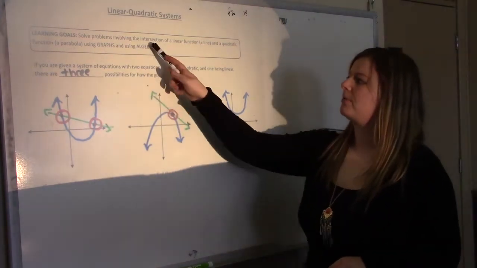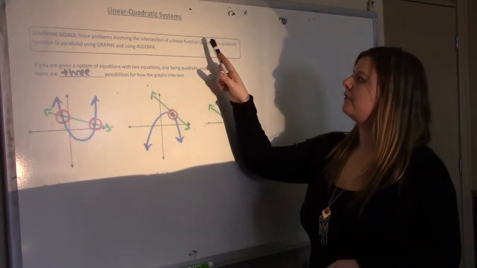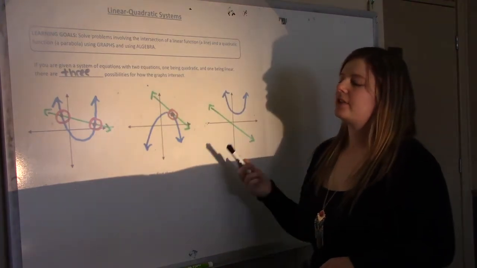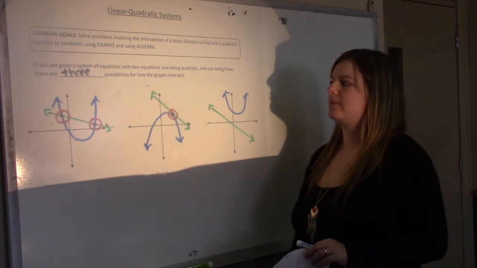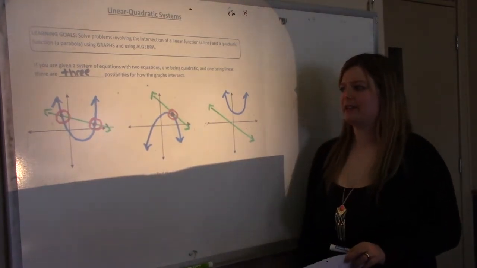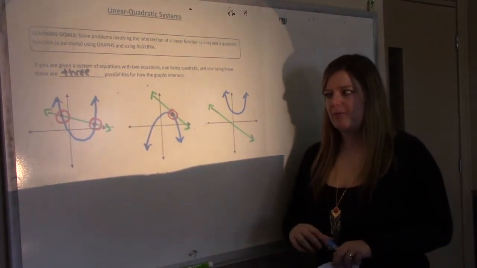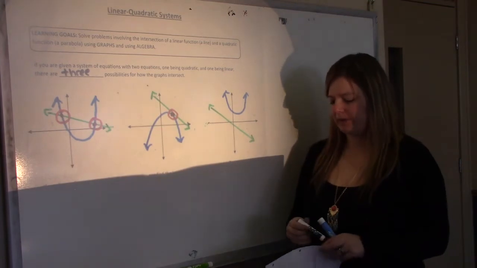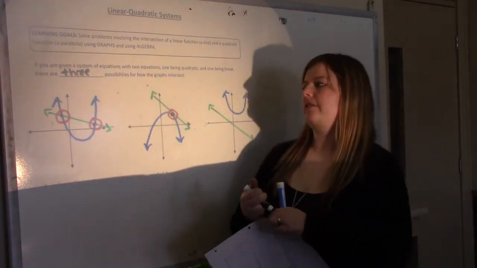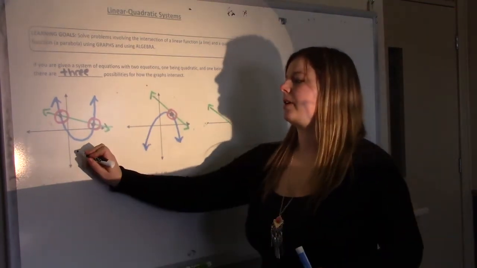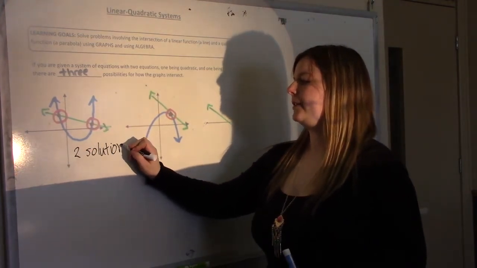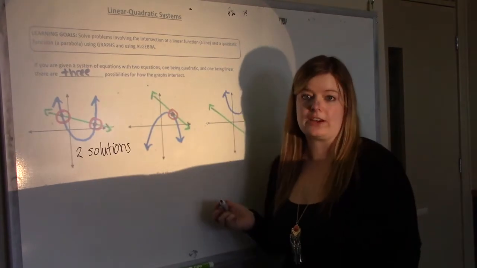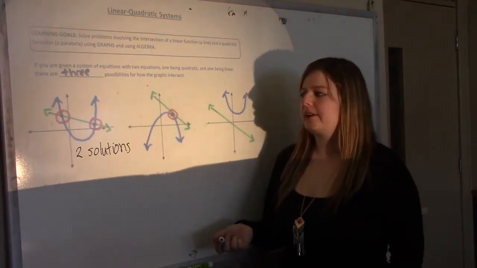So we're going to solve problems involving the intersection of a linear function and a quadratic function using graphs and algebra. So there are three different possibilities for how the graphs can intersect. Okay, so hopefully you came up with that already in your head or you played around a little bit. So either there can be two solutions like this picture. So that means actually there's two points of intersection. You're going to get two x values.